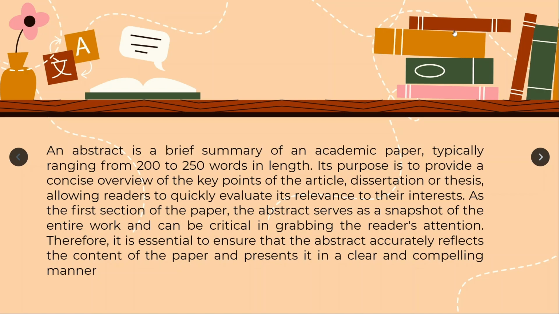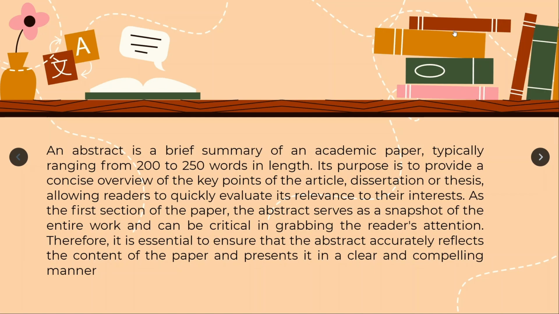What this means is that, for example, if I'm looking for, let's say, a piece of information in a paper, I would read first the abstract to see whether the result maybe, or I'm looking for a particular methodology. So that's why the abstract is there. As the first section of the paper, the abstract serves as a snapshot of the entire work and can be critical in grabbing the reader's attention.